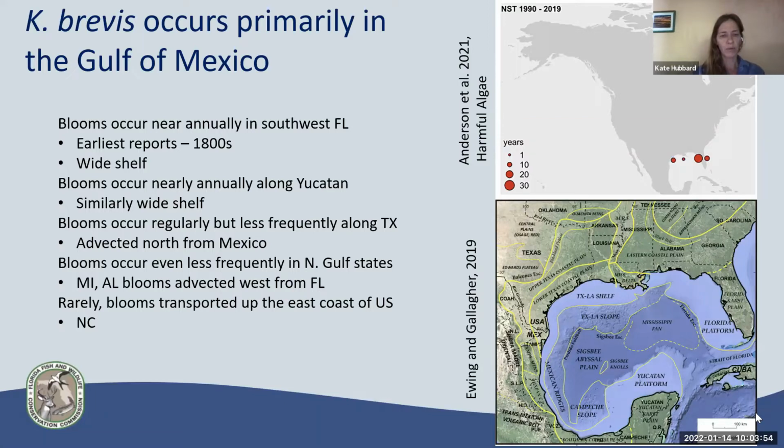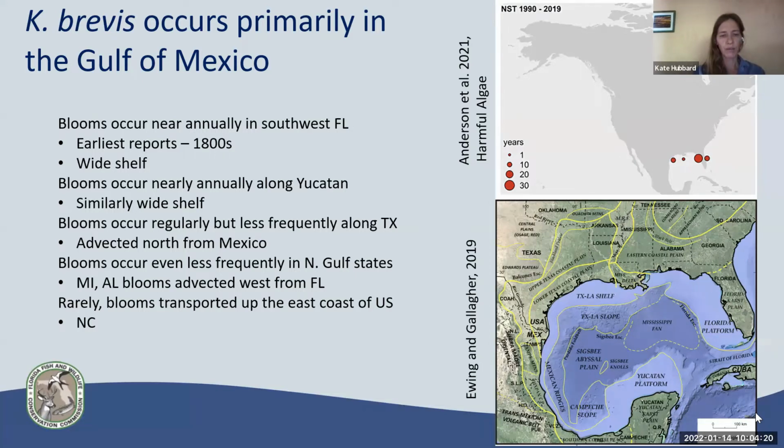And Florida is not the only place that experiences regular blooms. They also occur along the Yucatan shelf. And if you look down, you see that there's a similarly wide shelf there. Texas experiences blooms much less frequently. And that's because they're advected north from Mexico, but that doesn't occur the same way in every year. So it's a little bit of a different process over on the Western Gulf.